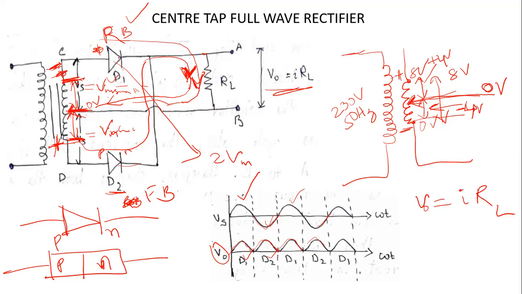So under negative cycle, the lower side is positive, the upper side is negative. So this diode D1 will be reverse bias. If this diode D1 is reverse bias, now if you look at the circuit connection, it is connected like this. Let me draw it. I think it would be better if I draw it.